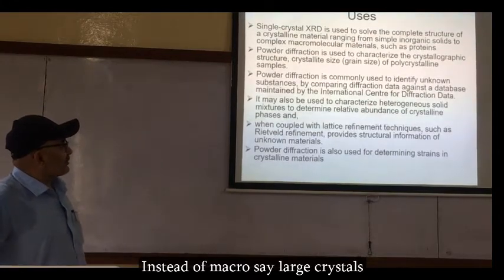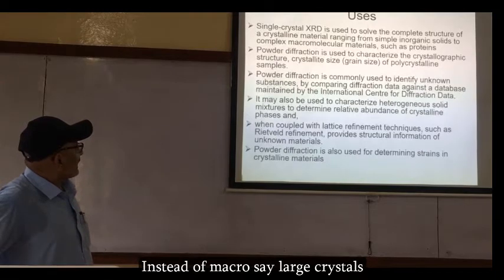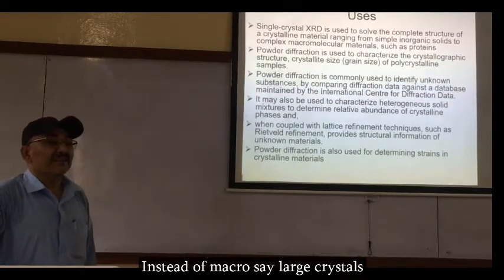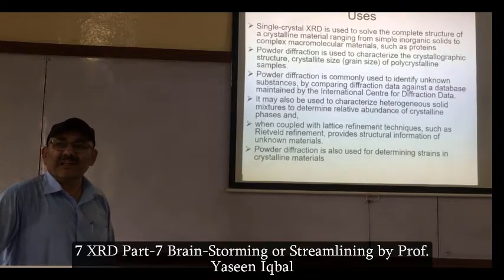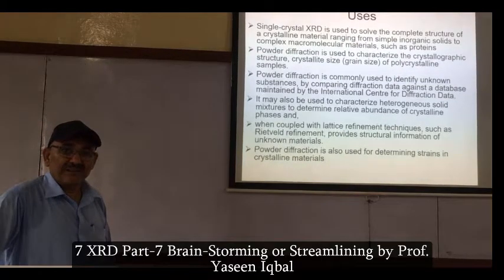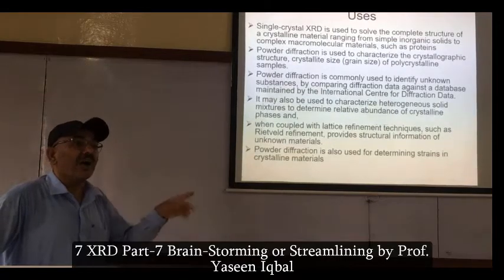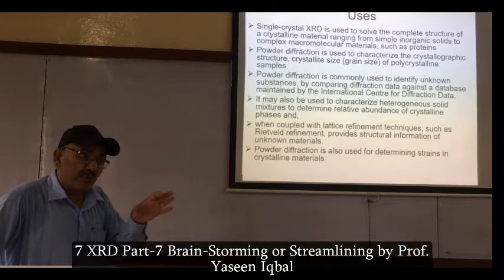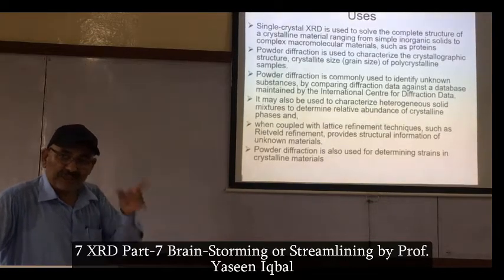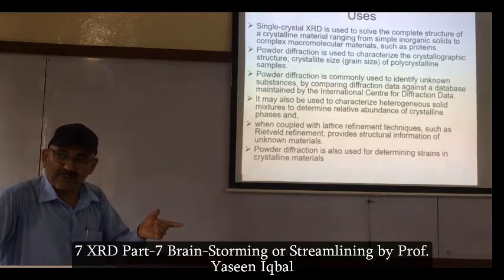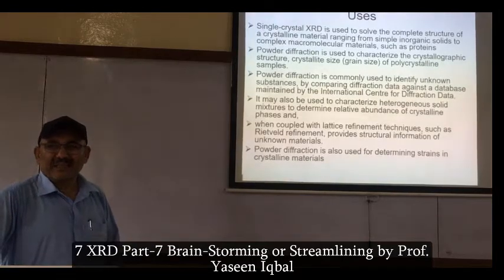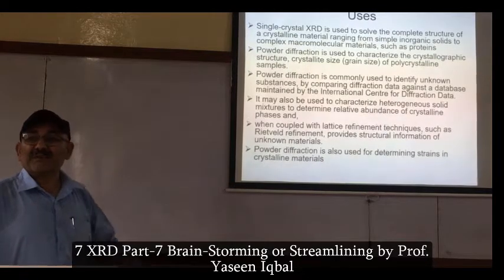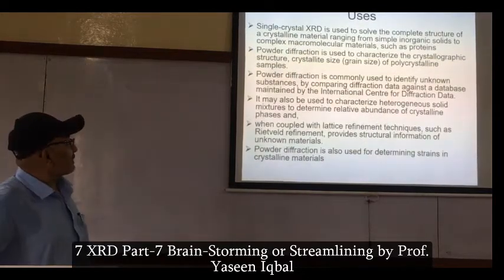Powder X-ray diffraction is used to characterize the crystallographic structure, crystallite size, and I have intentionally written grain size, right? So grain size is wrong. Grain size is measured microscopically with an optical microscope or a scanning electron microscope, but you can't measure grain size with X-ray because it uses the Scherrer formula, and that is for crystals, not for grains.